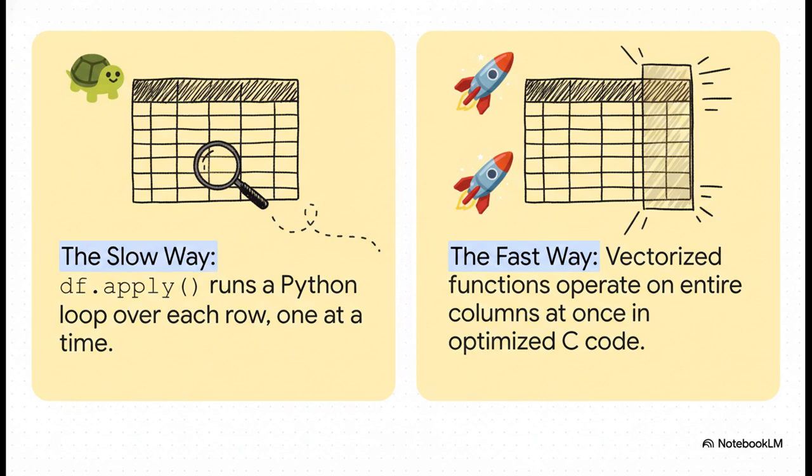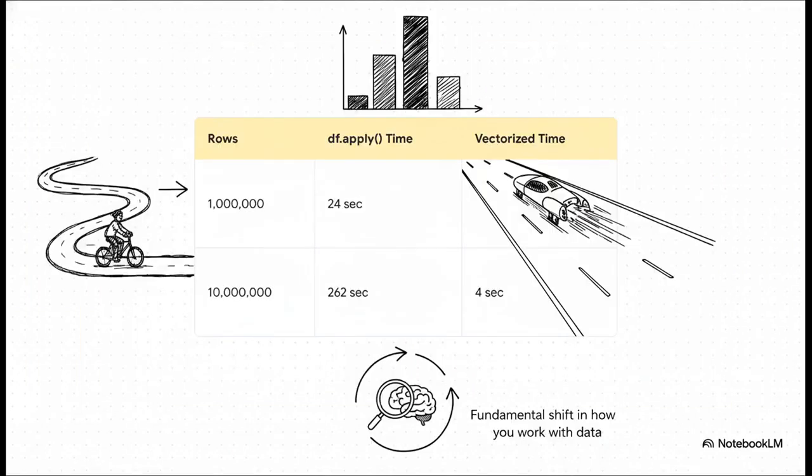Now, on the right, we have a vectorized operation using a NumPy function. This is like having a self-checkout lane for every single customer. They all get to scan their items at the exact same time. It's not looking at one row at a time, it's operating on the entire A and B columns all at once. And the difference in performance is, well, it's just mind-blowing.